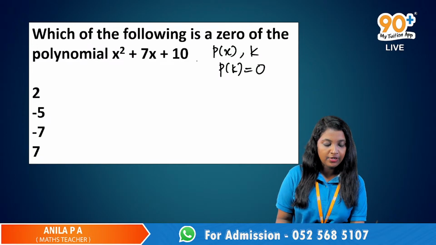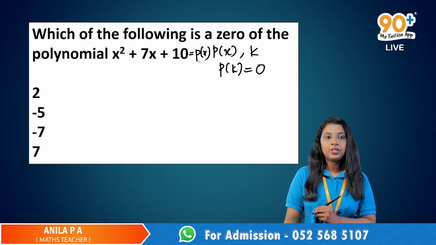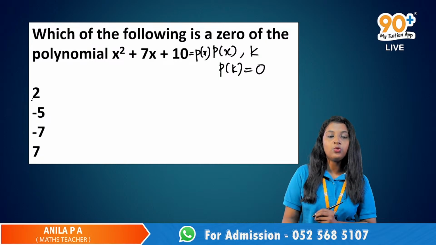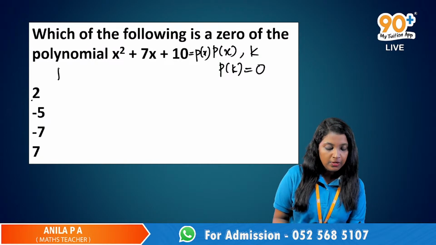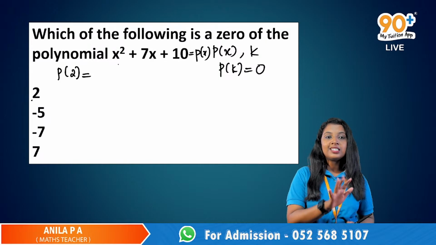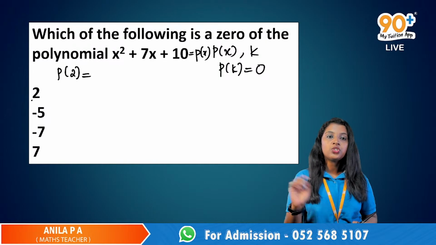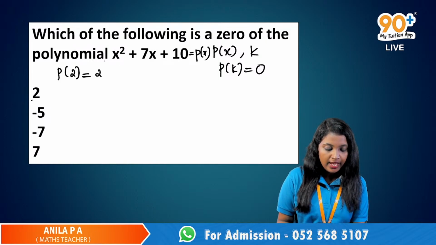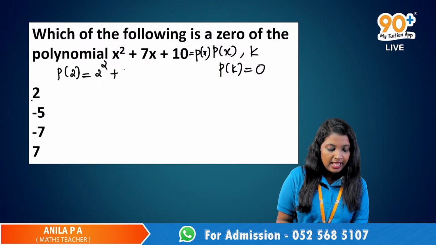So name this polynomial p of x. Here we have 2 as the first option. Try to find P of 2. What is P of 2? Wherever you see x, replace that x with 2. So this will be 2 squared plus 7 into 2 plus 10.